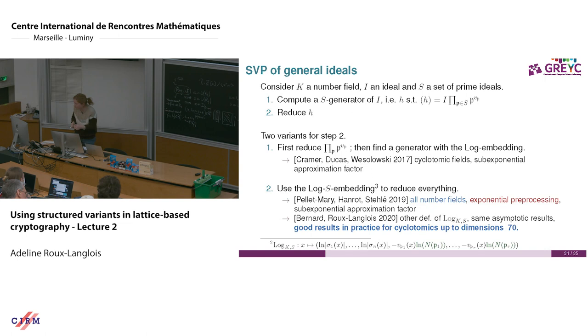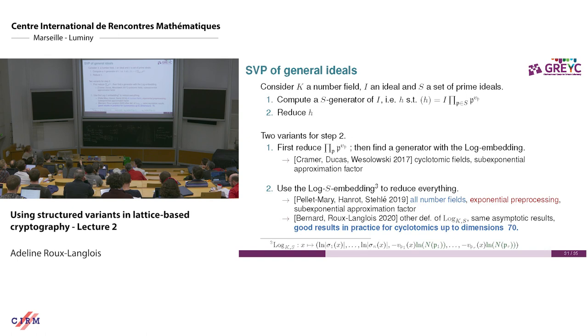Sorry, why can you find the generator after the first step? It's not a short one. In the previous picture, you said you find the closest vector. For the second one, to reduce H and find G, that's not clear. I can come back a bit, right?